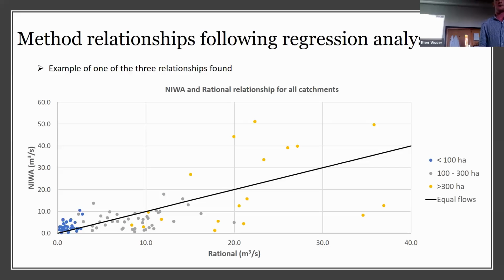So regression analysis was conducted where each method was compared against each other. The black line in the figure shows where both methods would give equal flows. This is just an example of one of the three relationships found. This one shows the relationship between the NIWA and the rational method. The catchments are classified by area using the colour system on the right of the figure. And it can be seen as area increases, the variability in flows between the rational and NIWA method also increases, with estimates becoming larger and further apart.